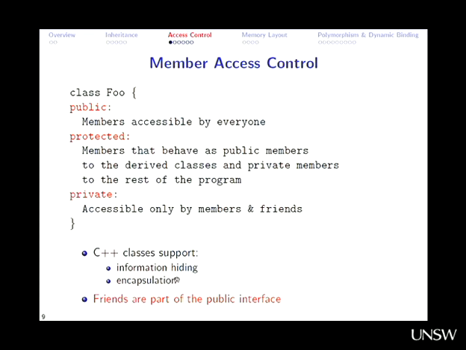And we've already seen this. This is just revision again. We break our class down to public things, protected things, private things, and through this we basically support encapsulation. And also, friends are part of the public interface. And friends can also access all public, all private, and all protected data members.